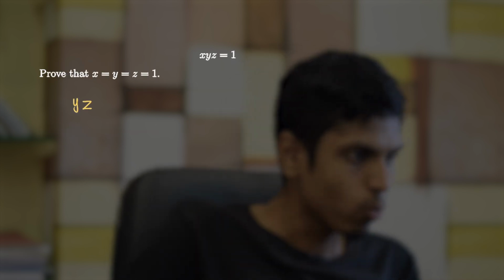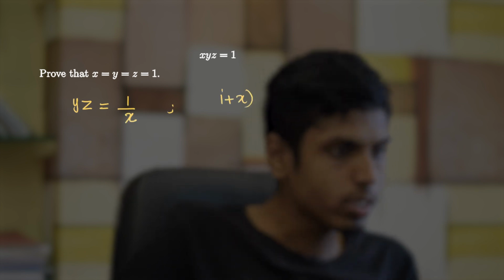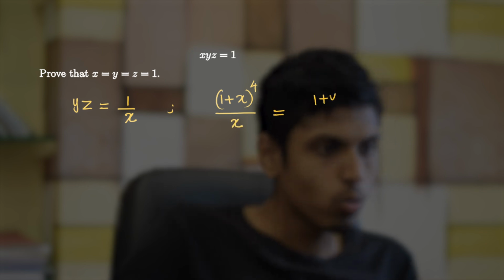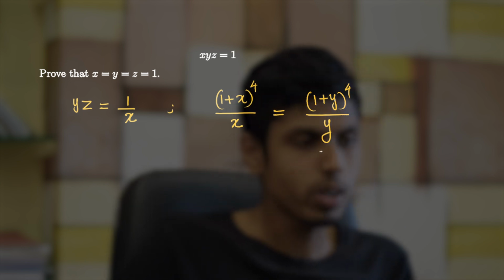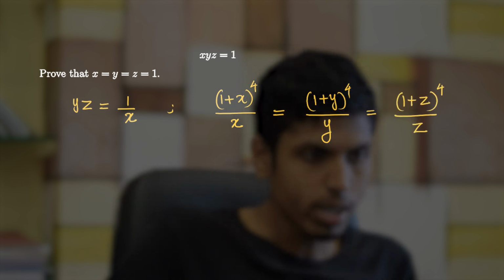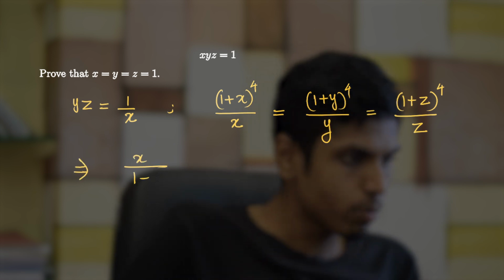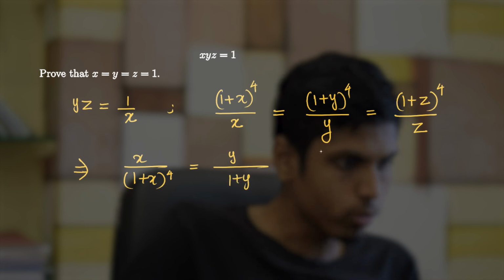We know that yz can be written as 1 by x. So substituting that, we get (1 plus x) whole power 4 by x. And that equals (1 plus y) whole power 4 by y, because xz equals 1 by y. And similarly, (1 plus z) whole power 4 by z. And let's take the reciprocal of these. So this implies x by (1 plus x) power 4 equals y by (1 plus y) power 4 equals z by (1 plus z) power 4.